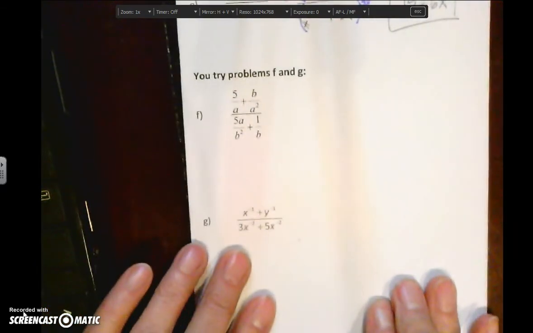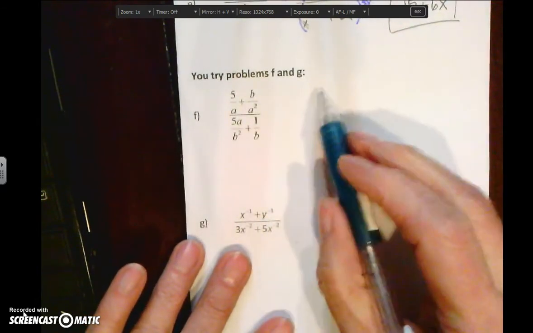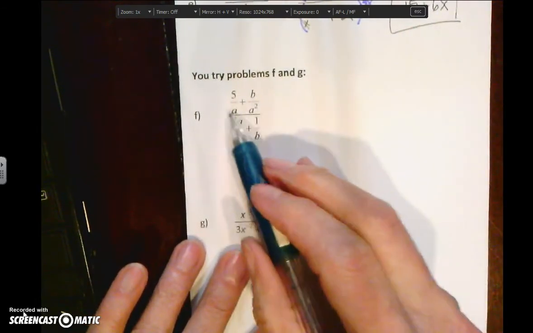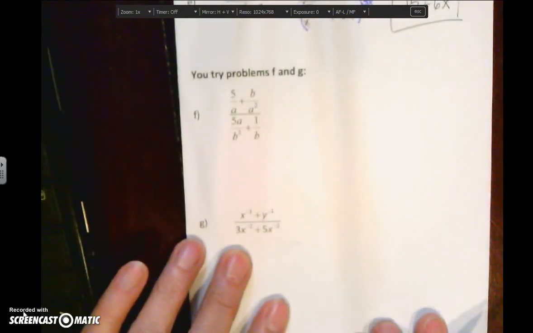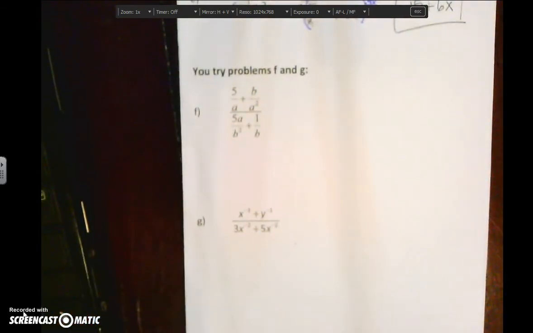So now what I'd like for you to do is try problems F and G. F is more like some of our earlier ones, and G is like those at the top of the page. All right, we'll check you next class.